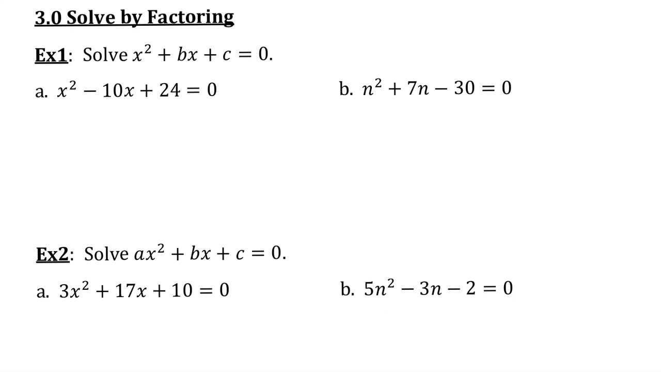Okay, in chapter 3, we are going to solve quadratic equations, which we've done before. So 3.0, we're going to review solving by factoring. There's three main types of factoring we've done. In all cases, we want it to equal 0, so we can use the zero product property.